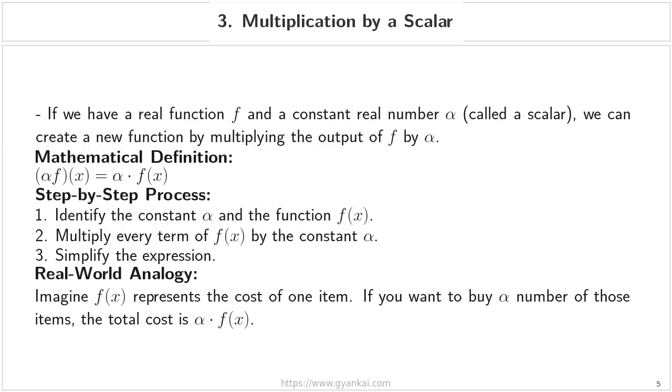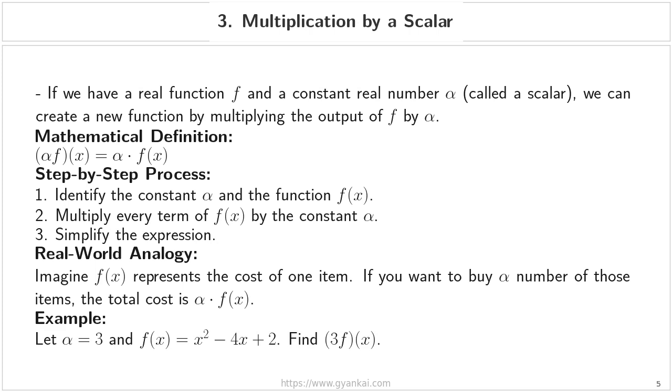To make this concept more concrete, let's look at a real-world analogy. Imagine that the function f of x represents the cost of just one single item. If you decide you want to purchase alpha number of those items, say 3 or 10, the total cost would simply be alpha multiplied by the function f of x. It's just scaling the original cost up or down.